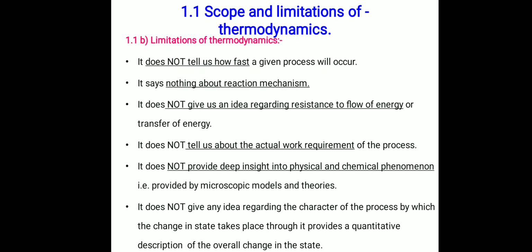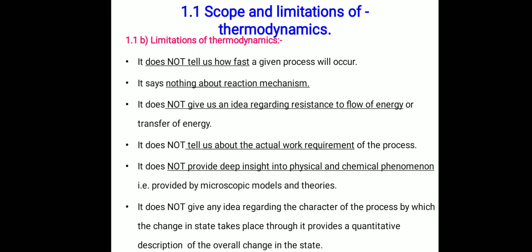What are the limitations of thermodynamics? It does not tell us how fast a given process will occur. It tells us how far a given process will occur, but it does not tell us how fast, that is, the rate of reaction, right? The second limitation is that it says nothing about the reaction mechanism, whether the reaction occurs in a single step, two steps, three steps, etc. It does not give us an idea regarding the resistance to flow of energy or transfer of energy. How much resistance is there, which resistance is there, etc.